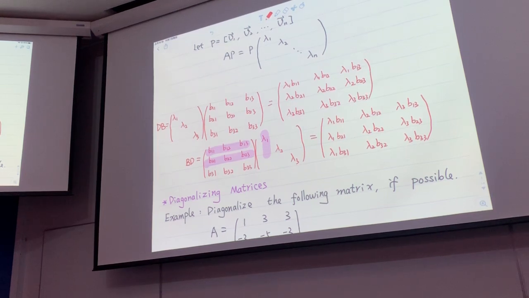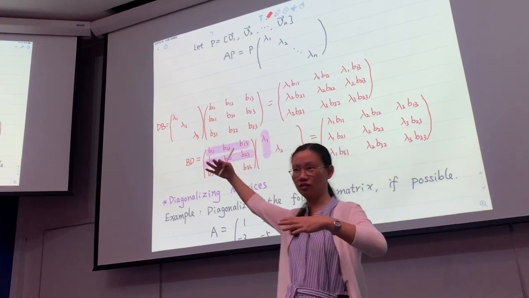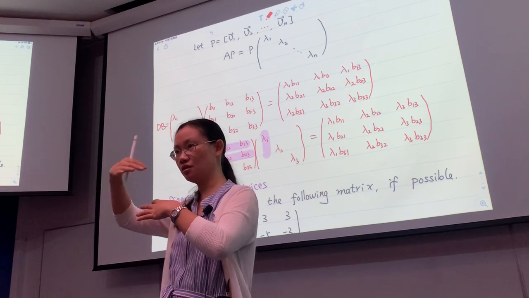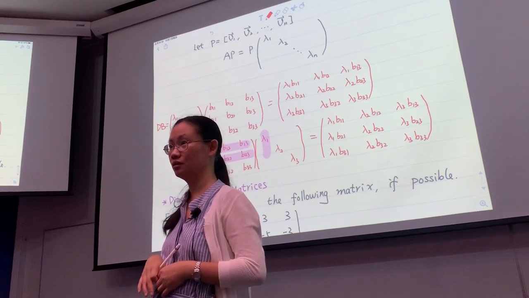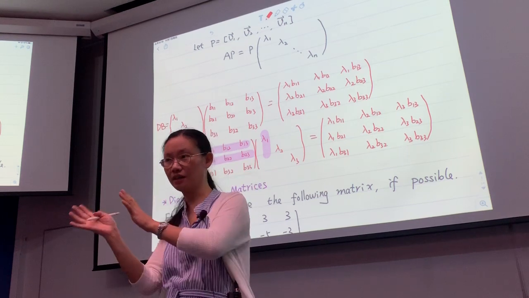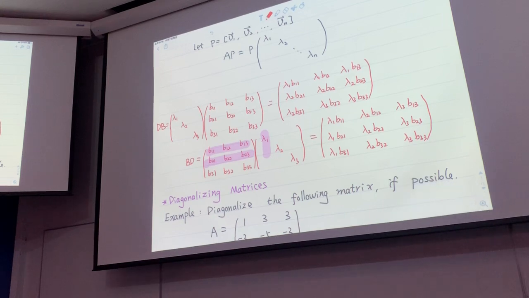Do you see the difference? If I put the diagonal matrix on the left, we do scalings for each row: first row times lambda 1, second row times lambda 2, third row times lambda 3. Do you see the difference? Left, right. Okay, now we go back to the previous example.